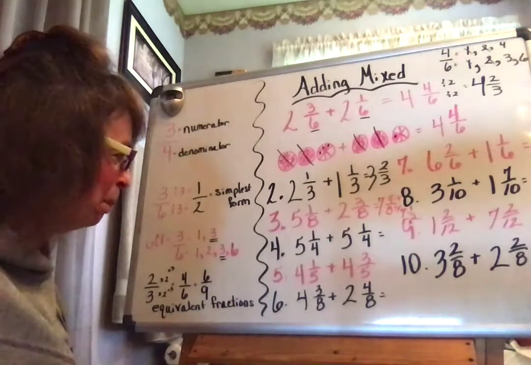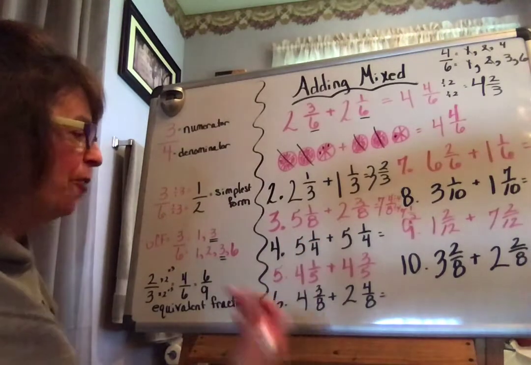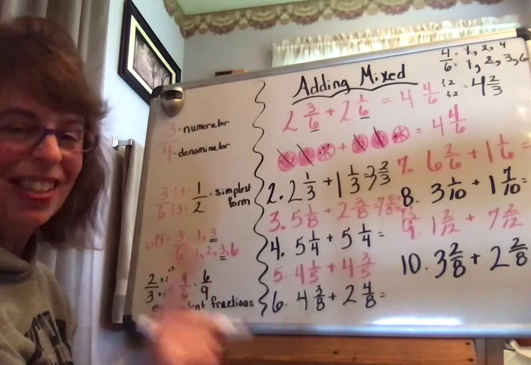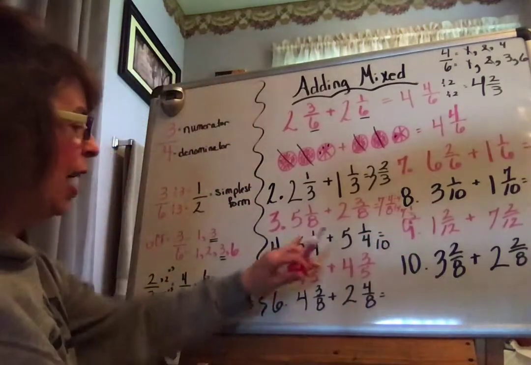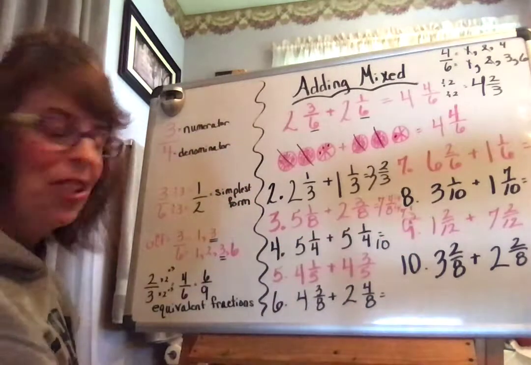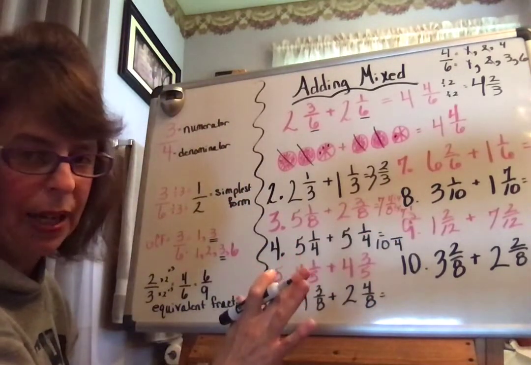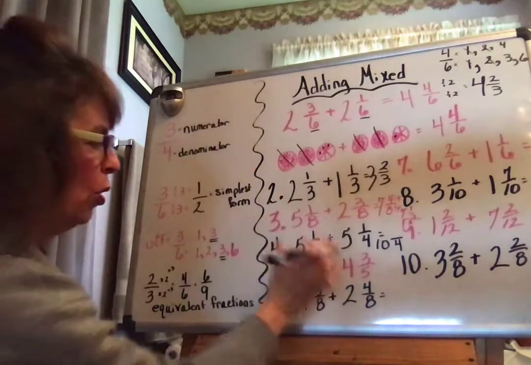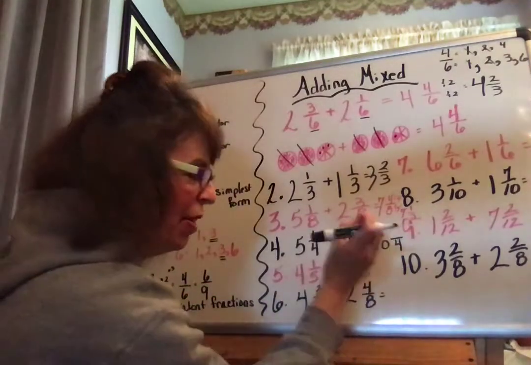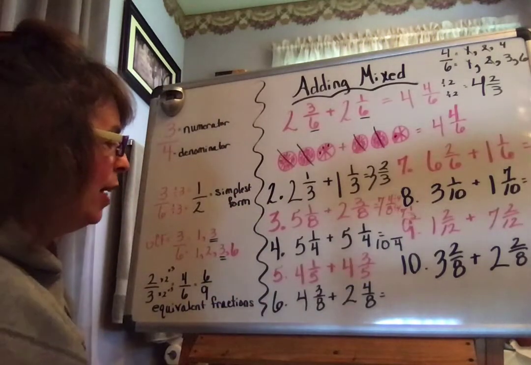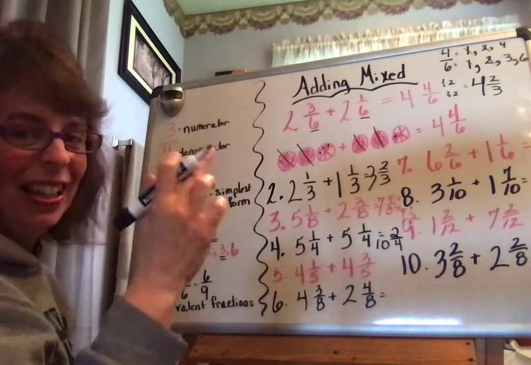Let's do another one. You've got 5 and 1/4 plus 5 and 1/4. So 5 wholes, remember, always add your wholes first. 5 wholes plus 5 wholes is 10 wholes. Okay, now you've got 1/4 plus 1/4. So you got your denominators, so put that 4 down. You're not adding denominators. You're only adding whole numbers together and numerators together, and you just keep that denominator. So 1 numerator plus 1 numerator is 2. So 10 and 2/4.